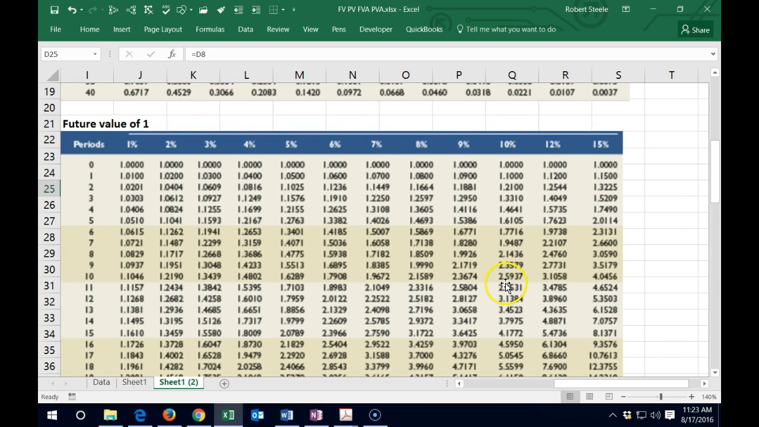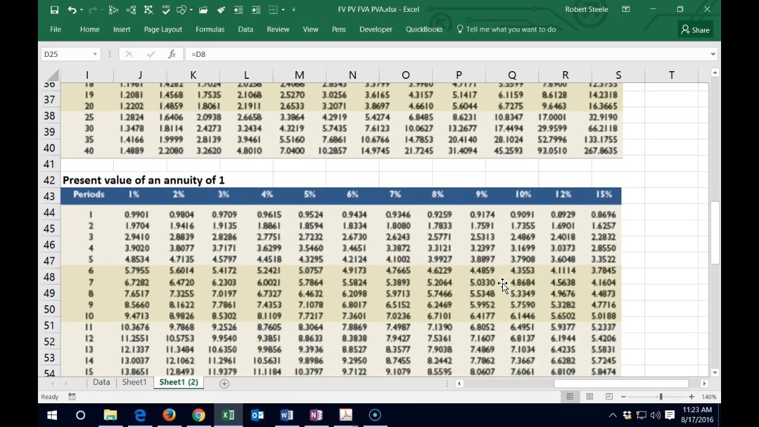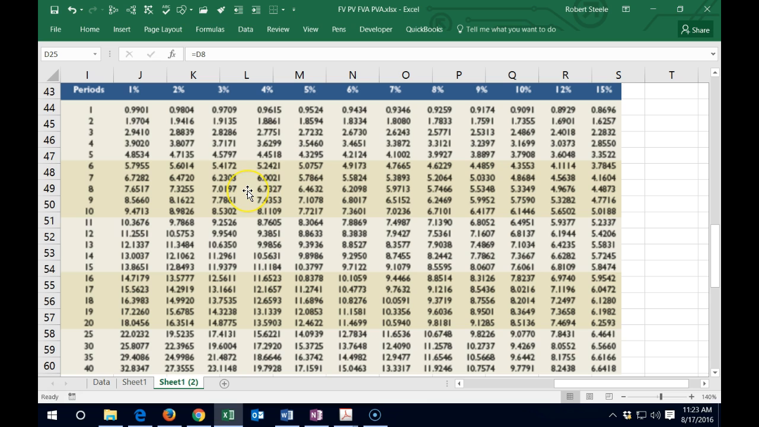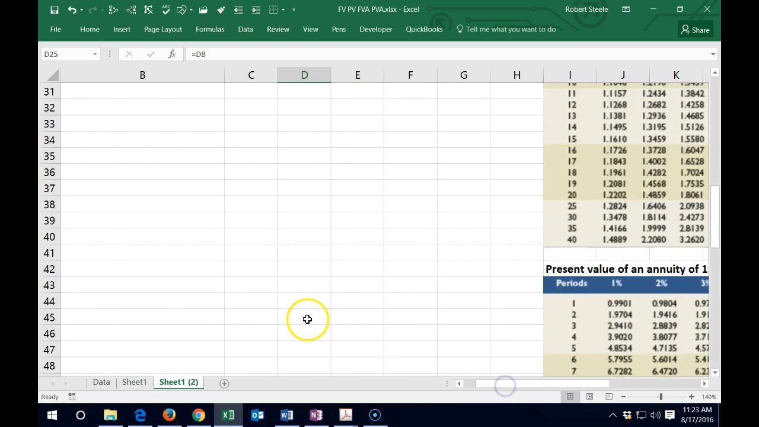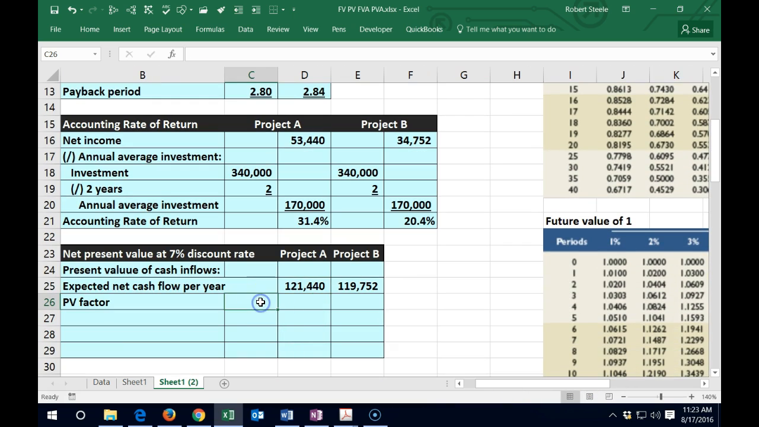So now we're over here in our present value of an annuity table, and once we get the right table, we go to the percent over here, and then we get the number of years. For example, for project A, where we had the 5 years, it's going to be 7% and 5 years. So right there, it's going to be 4.1002. So we'll pull back over here, and that's going to be the present value factor of 4.1002.